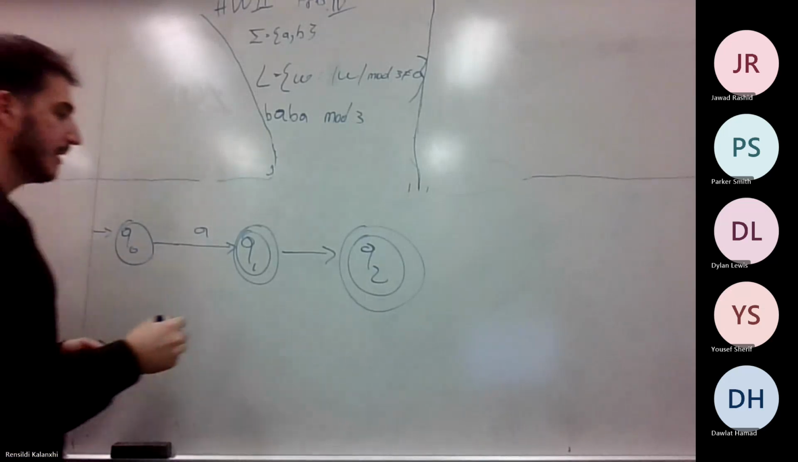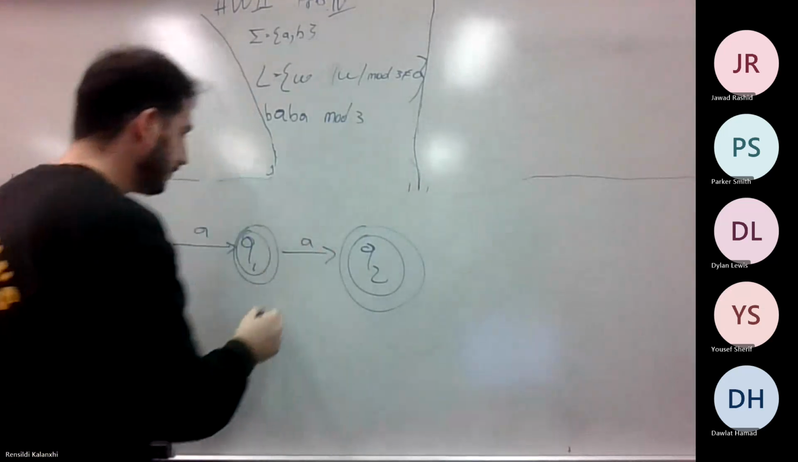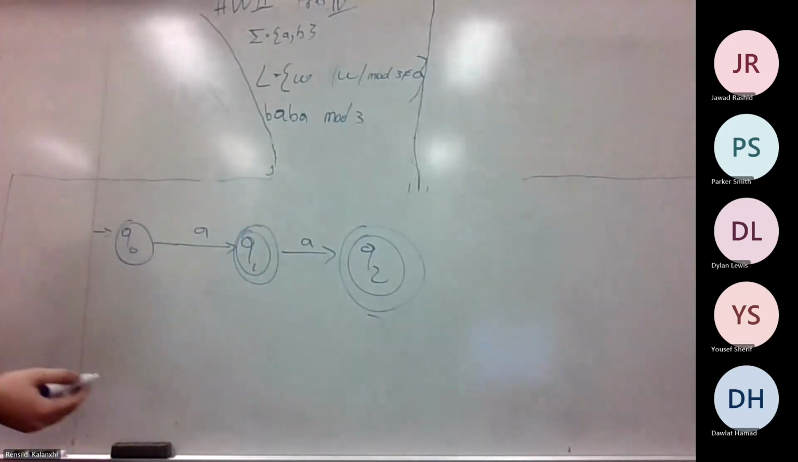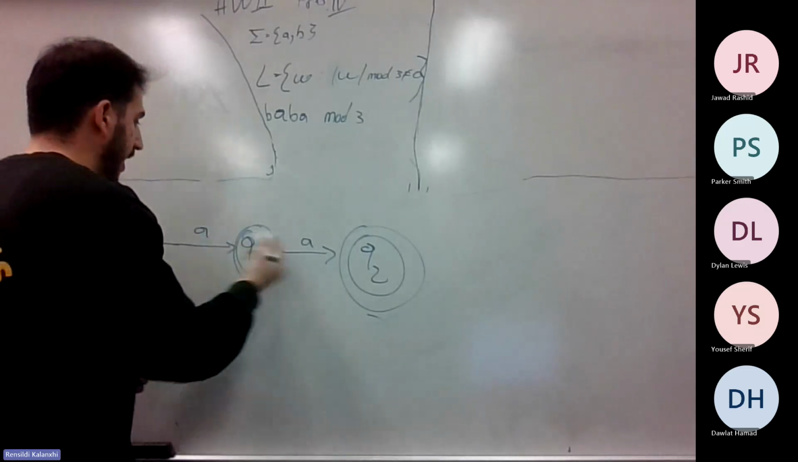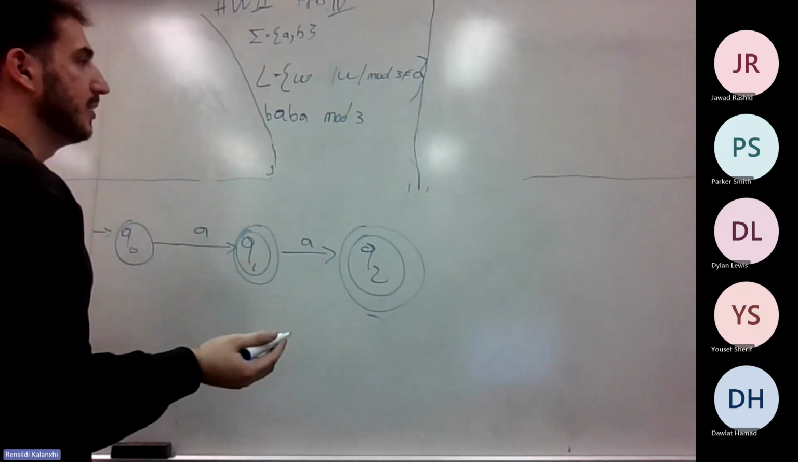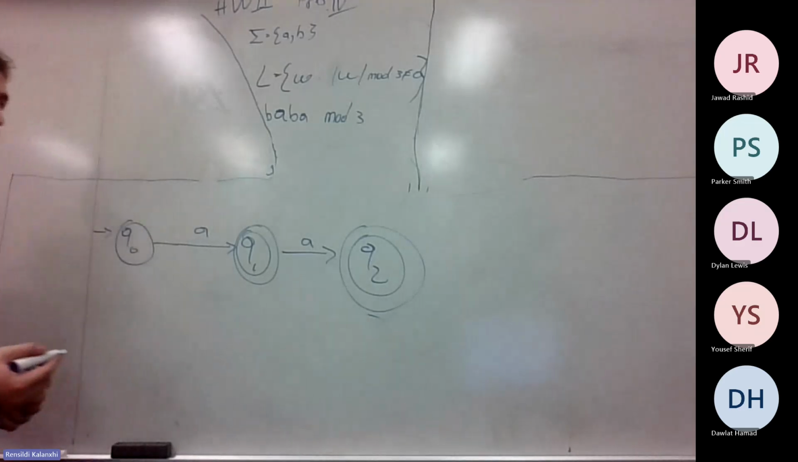And here, it is a final state because if we take the length of aa mod 3, it's not going to be 0.